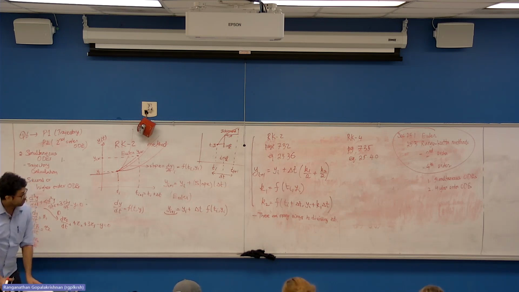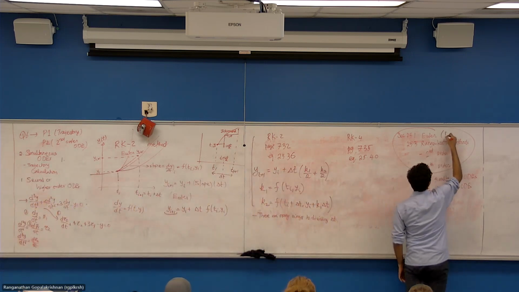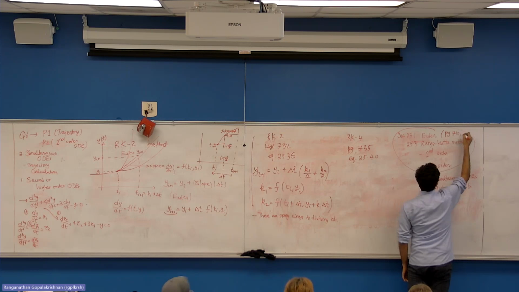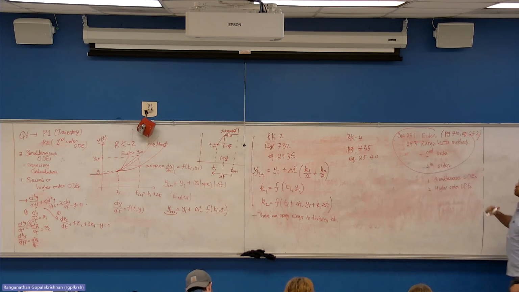And because we are doing this listing, I'll also write Euler's method is given in page 710, equation 25.2. So the three equations are what you need to know.